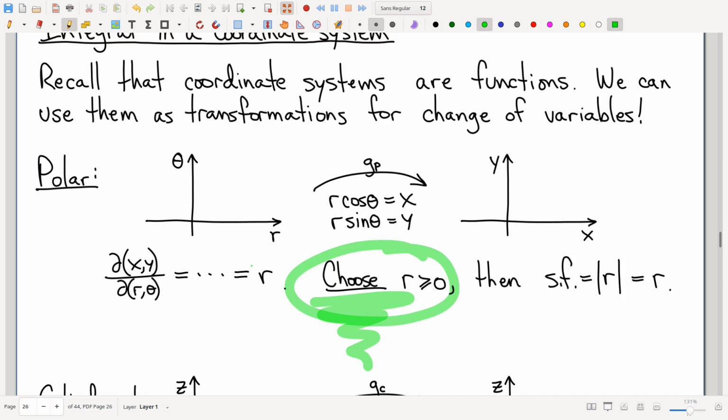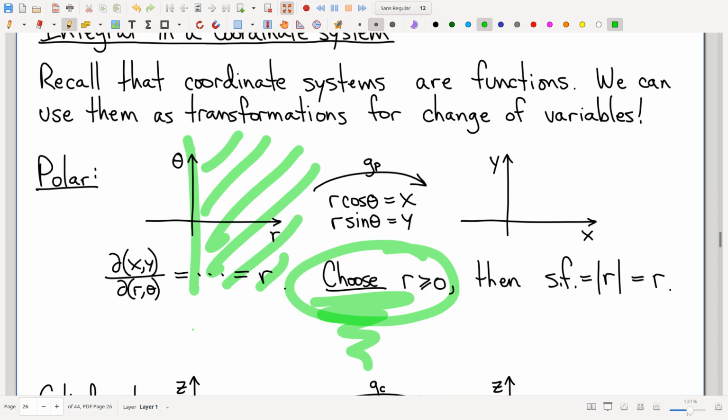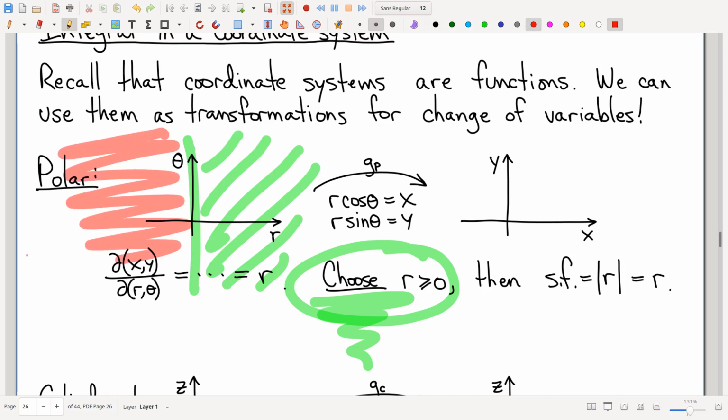Now, we don't have to. There's no reason that we have to. But if we do, if we restrict our focus just to non-negative values of r only, and if we promise never to go over to where r is negative, well, now absolute value of r is no problem. Now absolute value of r is just r.